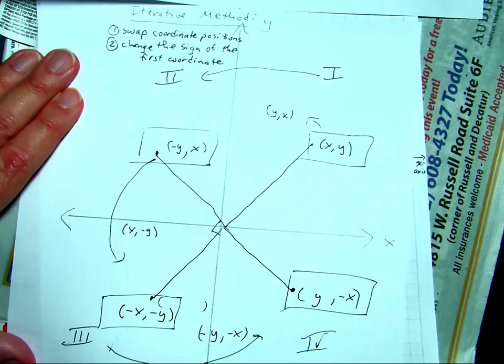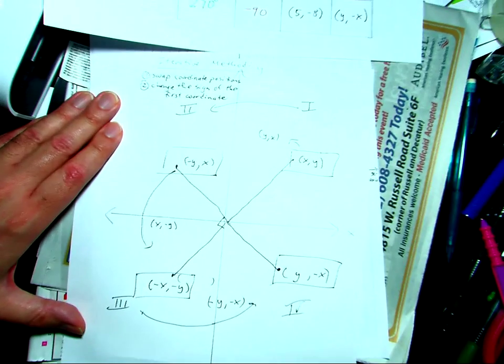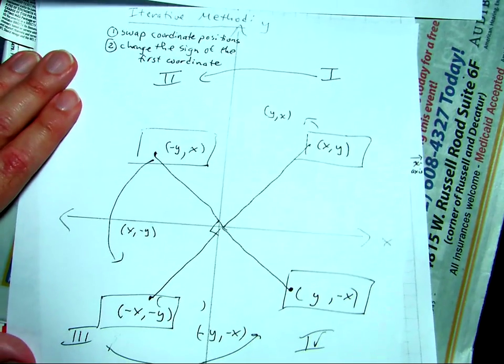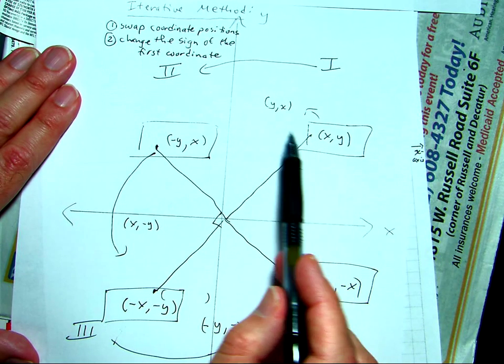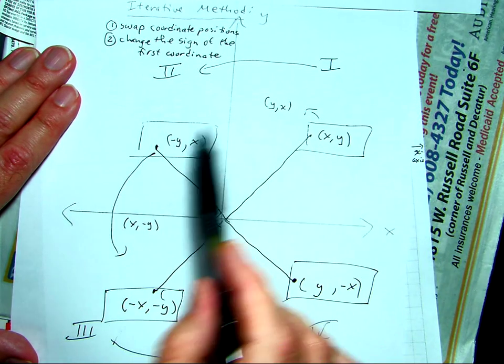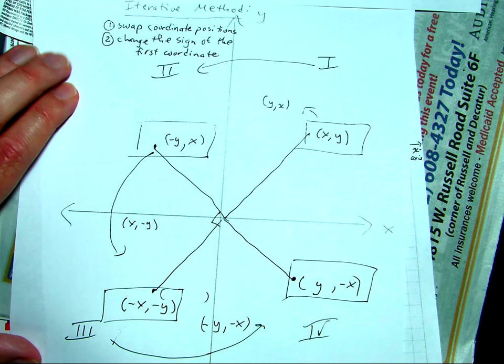Okay, so this iterative method is a very quick and easy method to go from any x,y in any quadrant, and then to fill in all the other quadrants as you do a rotation of 90 degrees.